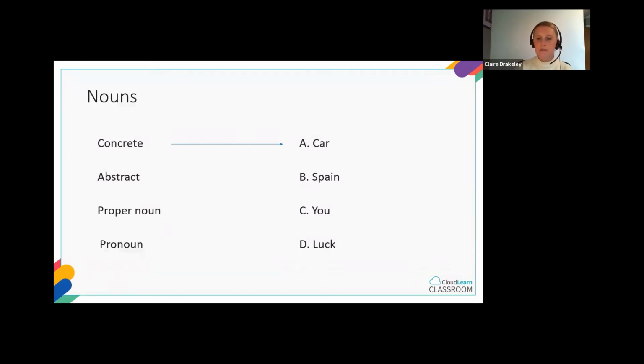Well done. I'm going to relaunch it now for the second one, abstract noun. Which of these is an abstract noun? Is it A, car, B, Spain, C, you, or D, look? Which of those is abstract? Oh, 5 of you, 6 of you, 7 of you. One more. Can we get everyone? These are tricky, these ones. 8, well done. Very well done.